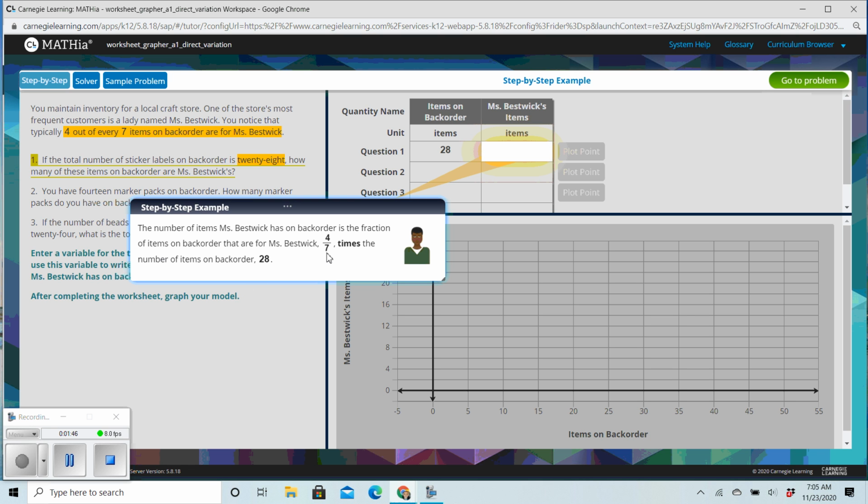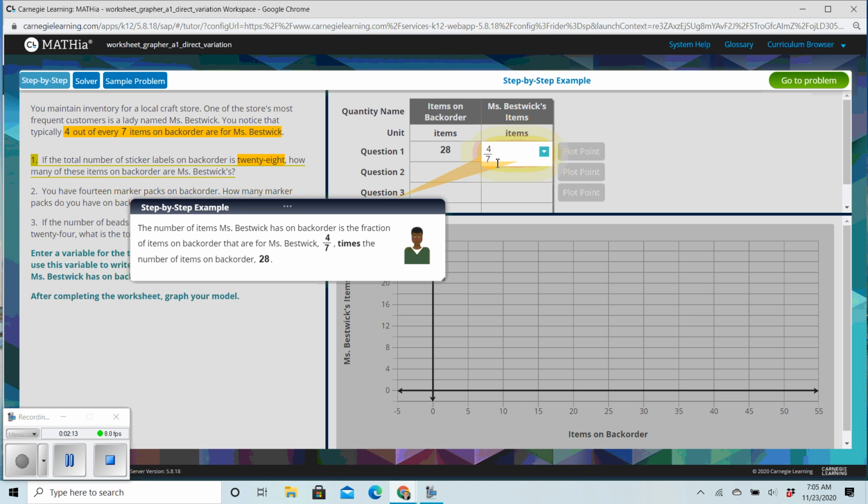So it's 4 sevenths, right? 4 out of every 7 items. So when we say 4 out of 7, that means we're going to multiply that number, 4 sevenths, by the number of items on backorder, 28. To do that, we're going to type 4, the little slash, 7, and now you have to get to the side of it. So we're going to press the little arrow or the space bar to get to the side. So we went from down here to the side.